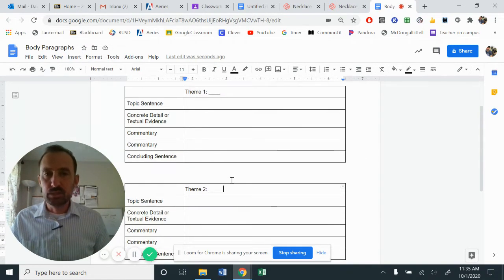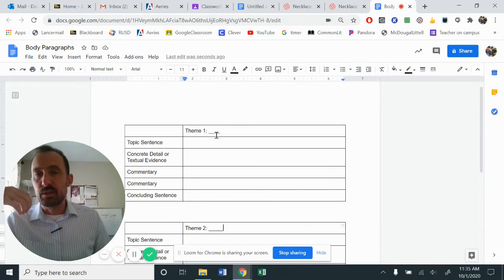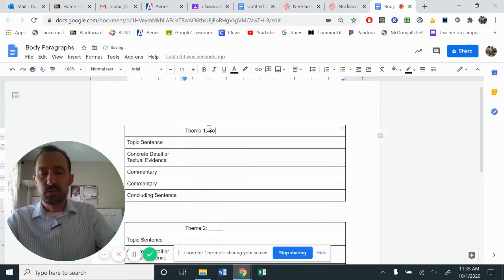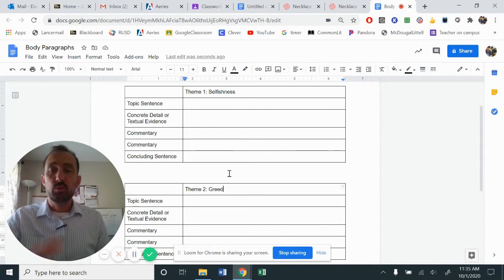Okay. So this way, as I am looking at my body paragraph, I'm going to do each component at a time. So let's say that this first one is about selfishness. Selfishness. There we go. Second one is about greed. Whichever. Okay. Or maybe you guys have prideful. Whichever one you do, perfectly fine.